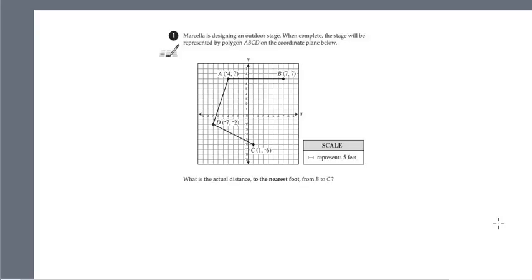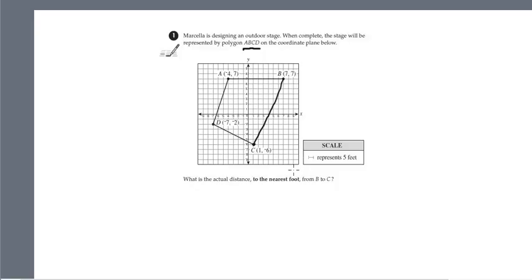Okay, so let's see this problem. It says Marcel is designing an outdoor stage. When complete, the stage will be represented by the polygon A, B, C, D. So what we need to do, they want to know what the distance is from here to there. Couple of ways to do this.